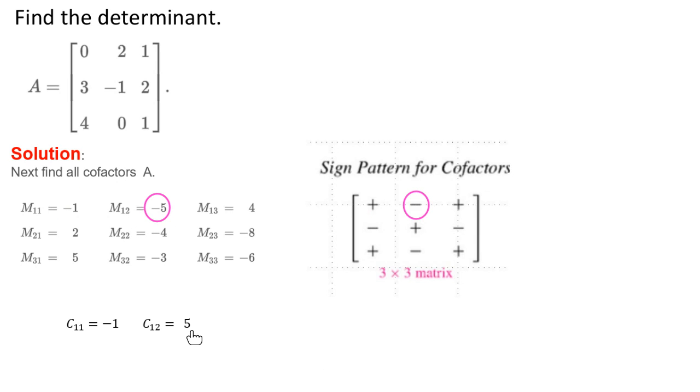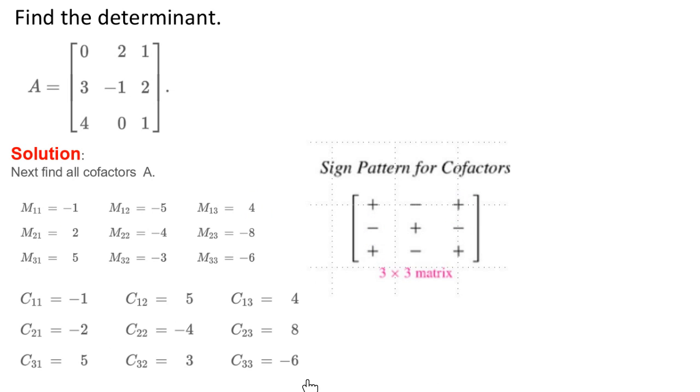-5 times a negative is going to be a +5. And then I go to the next one. 4 times a positive is going to be a +4. 2 times a negative is going to be a -2. And so on. Okay, so then I have all the rest here. And so now we're just going to work with the cofactors, these guys here.